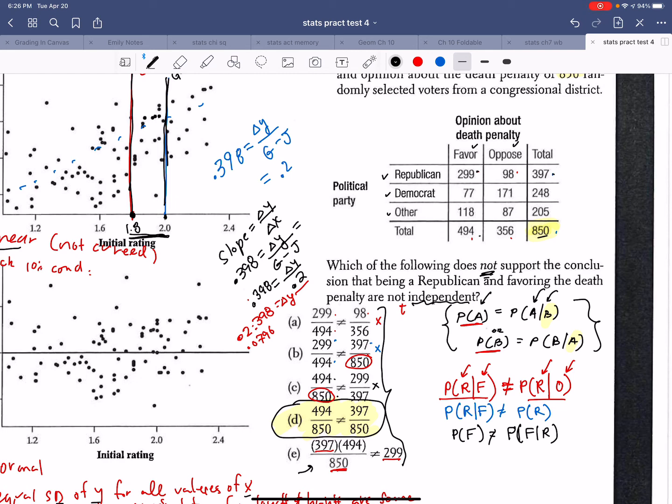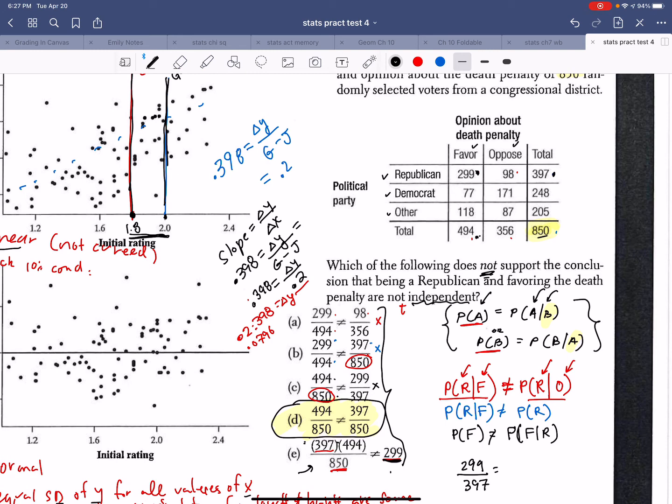Jumping now to E, and let's piece this together. Could one of these numbers up here move down here and create a ratio? So the number 299 could be put in a ratio with either one of these numbers. So let's just pick one. We could say 299 over the denominator 397.